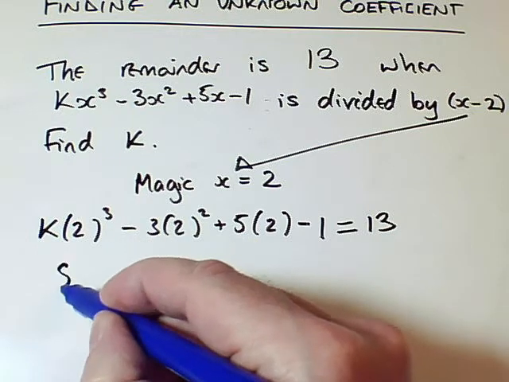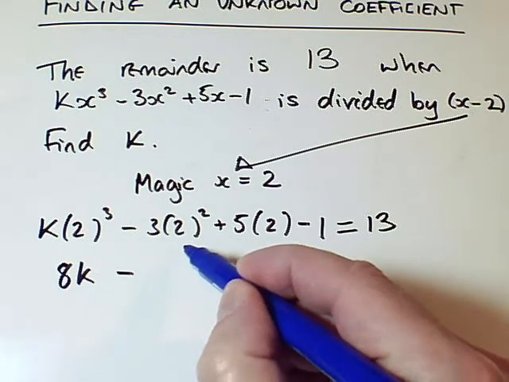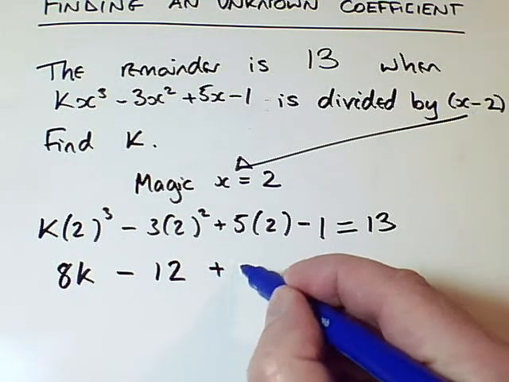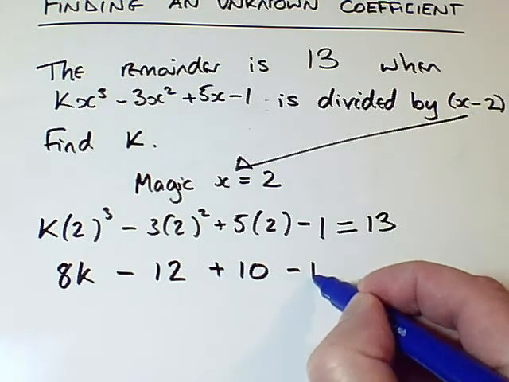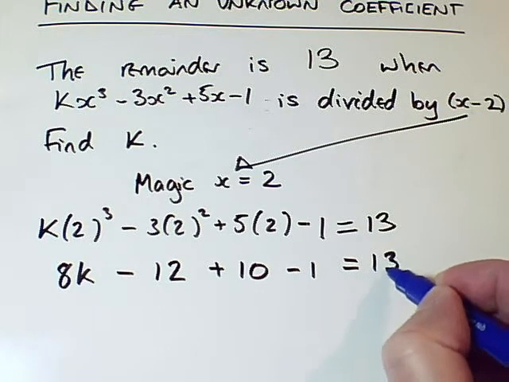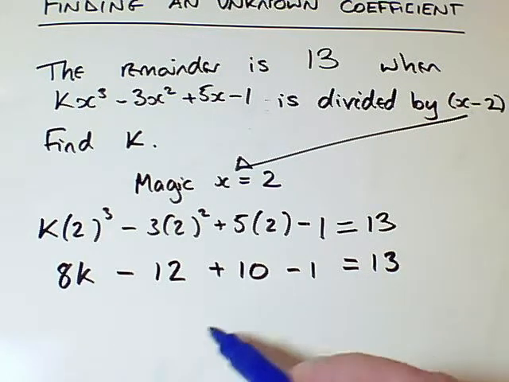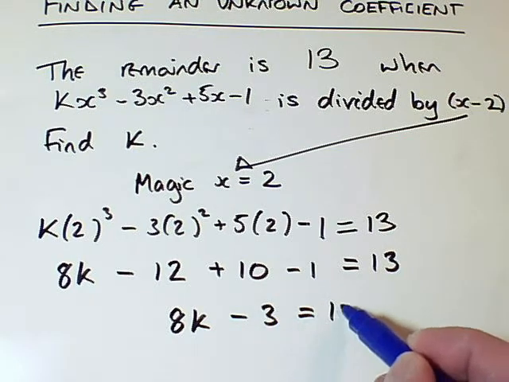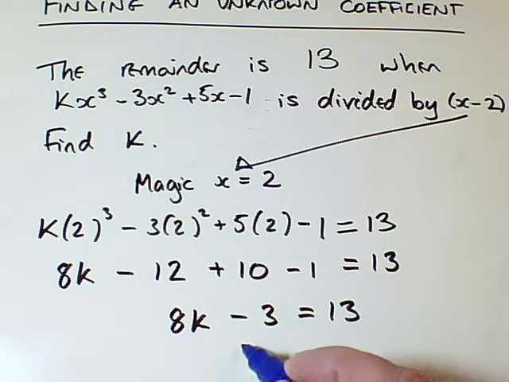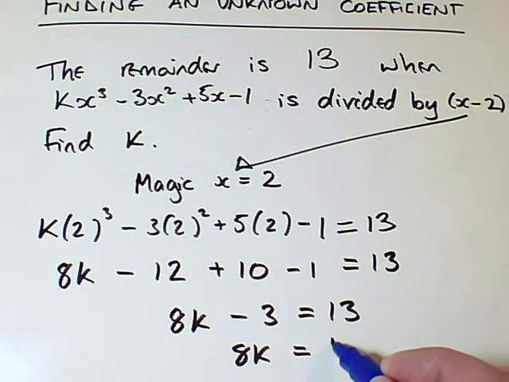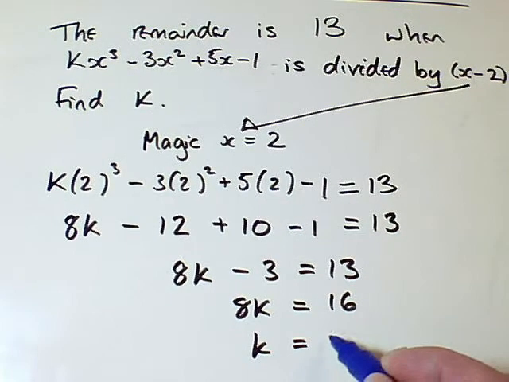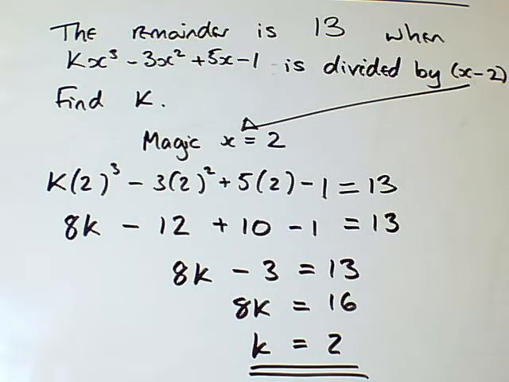2 cubed is 8, so I've got 8k minus 2 squared is 4, so this is minus 12, plus 5 times 2 is 10, minus 1 equals 13. This simplifies to 8k minus 3 equals 13. Add the 3 to both sides, so 8k equals 16. Divide both sides by 8, and k is 2. It really is that simple.